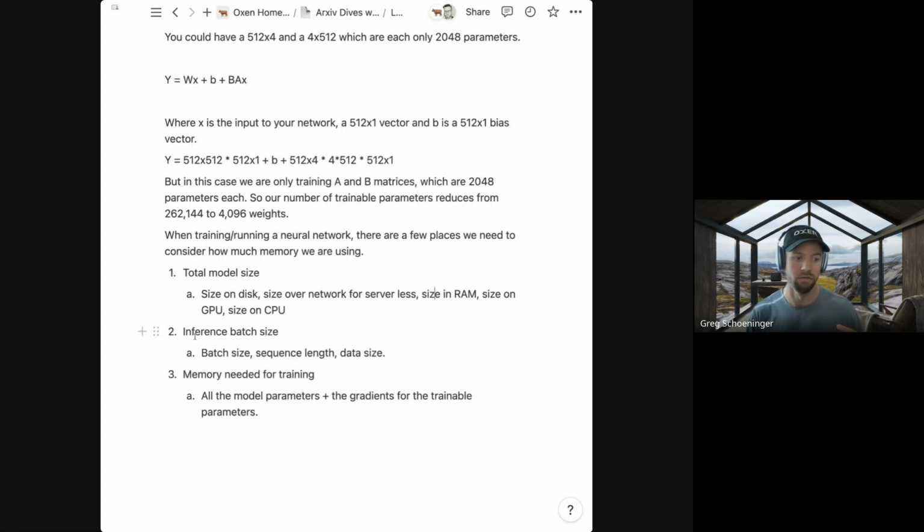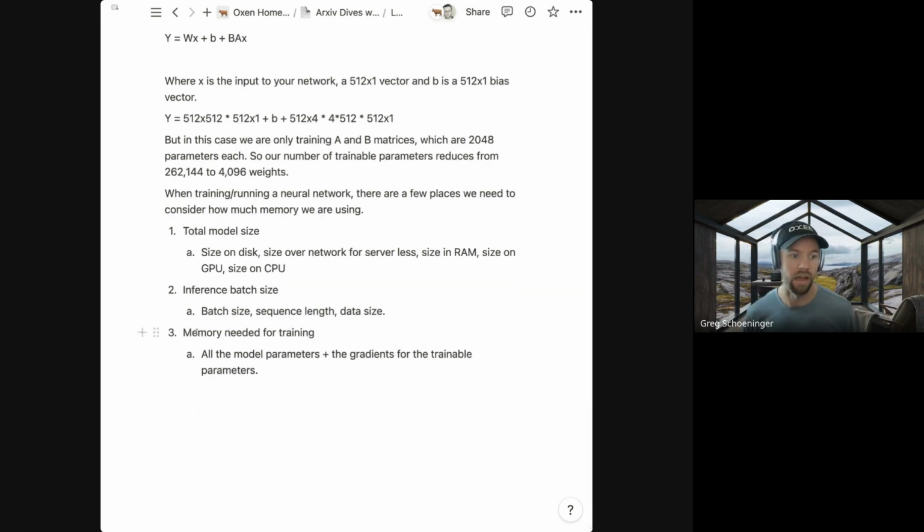There's also the inference size. So how much of this do you need to be able to load into your GPU? And depending on how many examples you're throwing through at once, depending on your sequence length, and depending on the data size as well, that could be the model size times whatever your batch size and sequence length is. And then there's the memory needed for training, which is all of the model parameters plus all of the gradients while you're training your model.